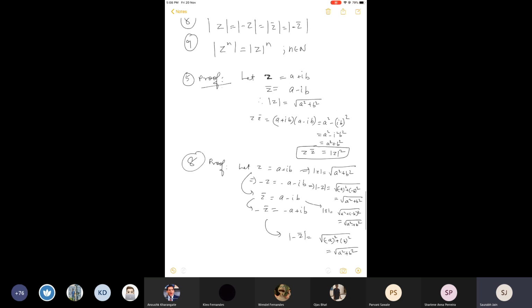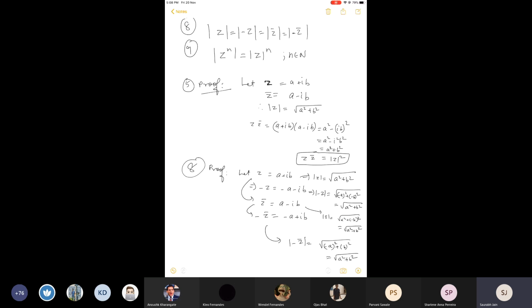Mod Z, mod of minus Z, mod Z bar and mod of minus Z bar, all of them are the same and all of them are equal to under root A square plus B square. This is the result.